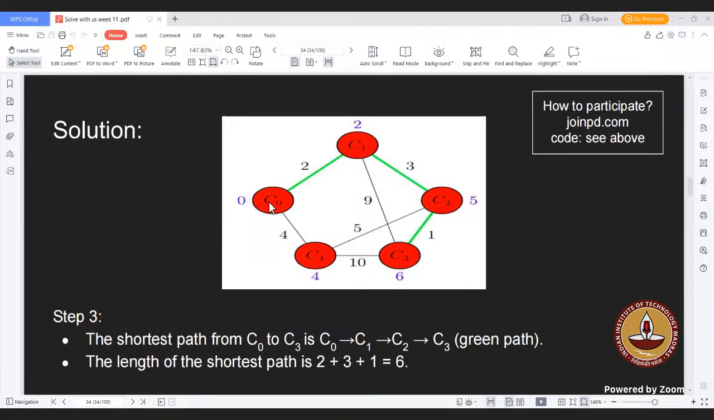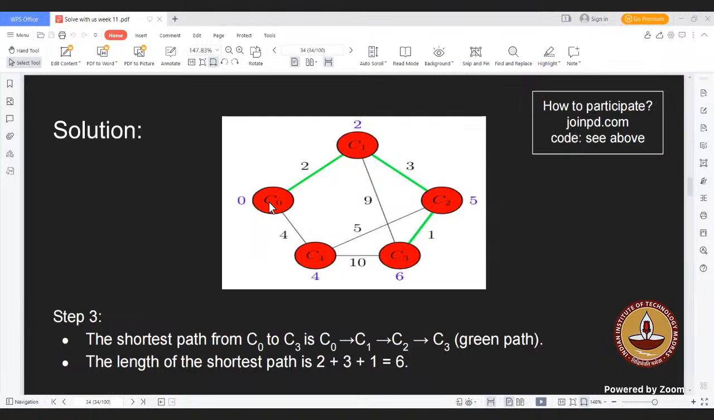So the two conditions must be satisfied. The edge weight should be positive, and there can't be any negative edge weight if you use Dijkstra. If you use Bellman-Ford, there can't be any negative edge cycle, but negative edge weights are possible. If you use Floyd-Warshall, it is the same as Bellman-Ford. Negative edge weights are possible, but negative edge cycles are not possible.